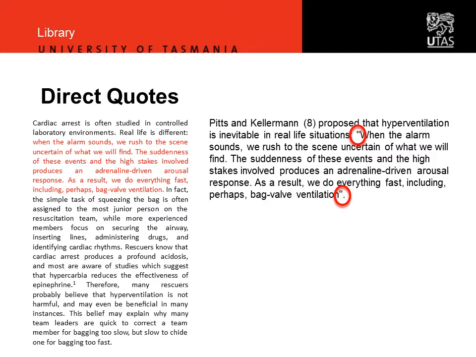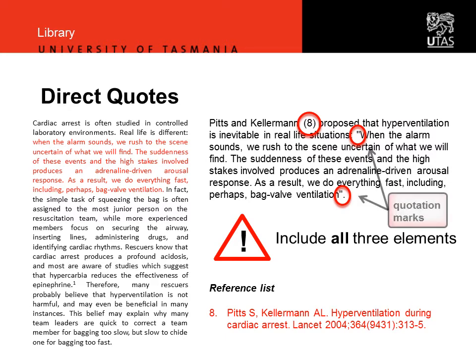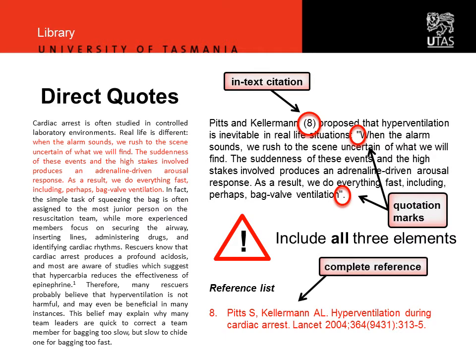You must provide information about the source of the quote in the text, a so-called in-text citation. In this case, it is the use of an Arabic number in brackets. You also need to add information about the source to your reference list at the end of your work. It is very important that you apply all these 3 elements to a direct quote: quotation marks, an in-text citation, and a complete reference in the reference list. If you, for example, reuse somebody else's words and don't use quotation marks, you insinuate that they are your own words. This is considered as plagiarism and may be heavily penalized.